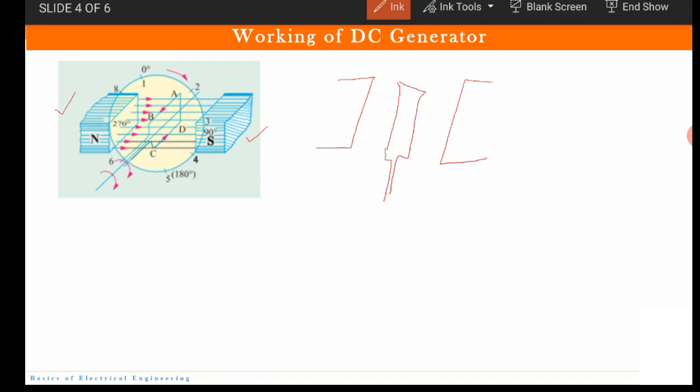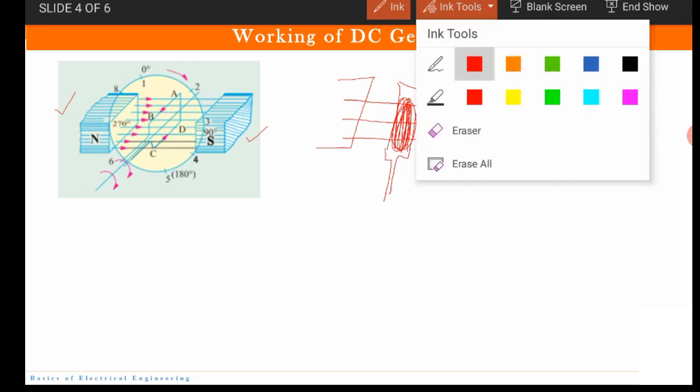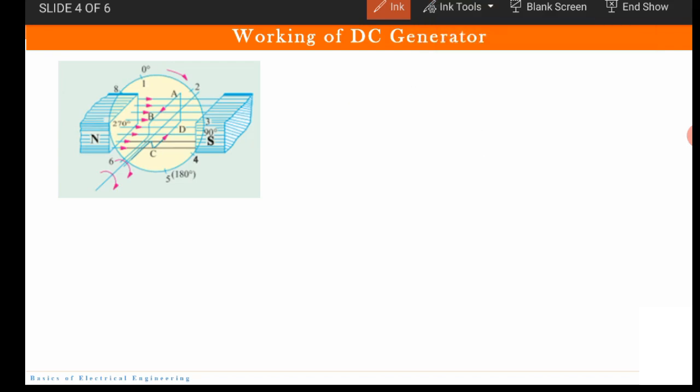Okay. So it allows the signal to pass through it. Signal as in the field lines. Okay. So field lines are passing from the gap. Now this whole portion is the gap, right? So it passes through this gap. Okay. So in this case the flux linkage is maximum.